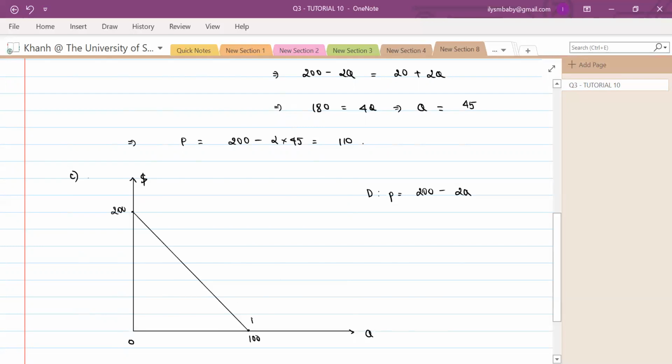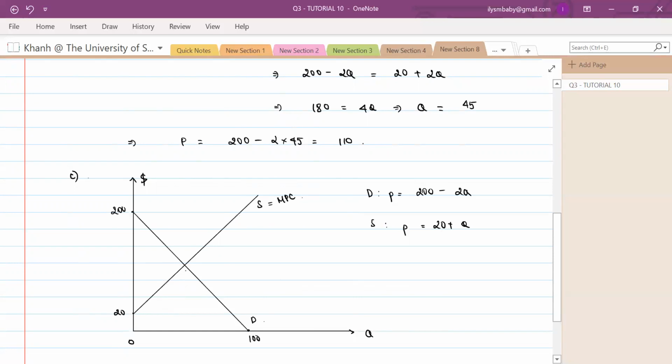Okay, so this is my demand curve. Now the next thing I want to draw is the supply curve, which is P equal to 20 plus Q. As you can see, this has a vertical intercept of 20 and a slope of 1. So it's just going to be a straight line going all the way up like this, with a vertical intercept of 20, which is here. So this is my supply, or the marginal private cost curve.